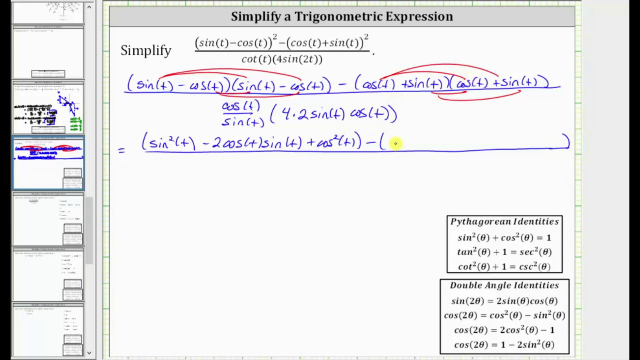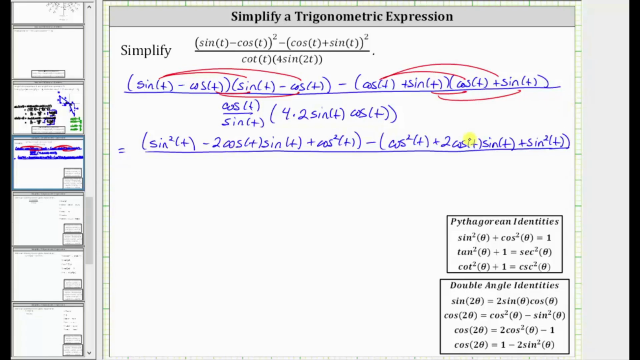Cosine t times cosine t is cosine squared t. The next product is cosine t times sine t, which is cosine t sine t. And notice how the next product is also cosine t sine t, and therefore we have plus 2 cosine t sine t. And for the last product, we have sine t times sine t, which gives us plus sine squared t.